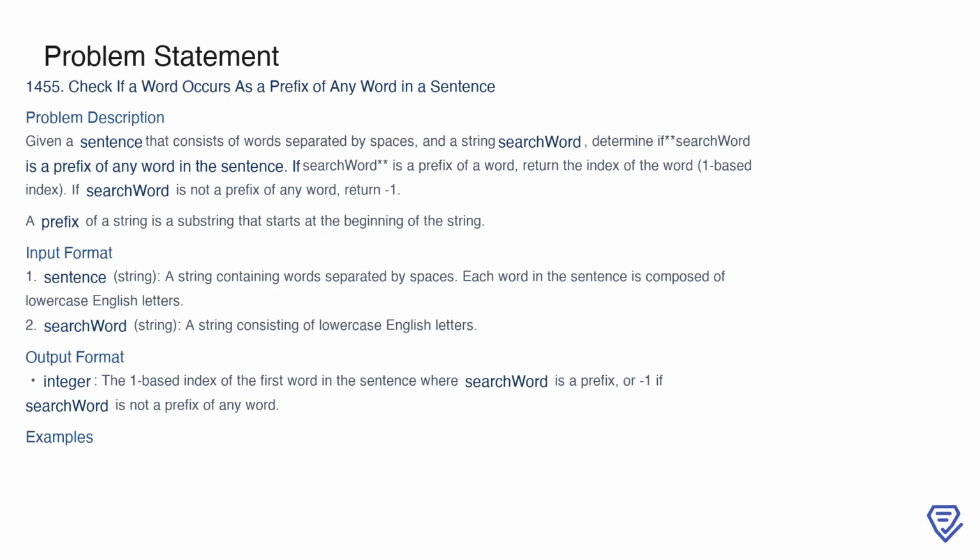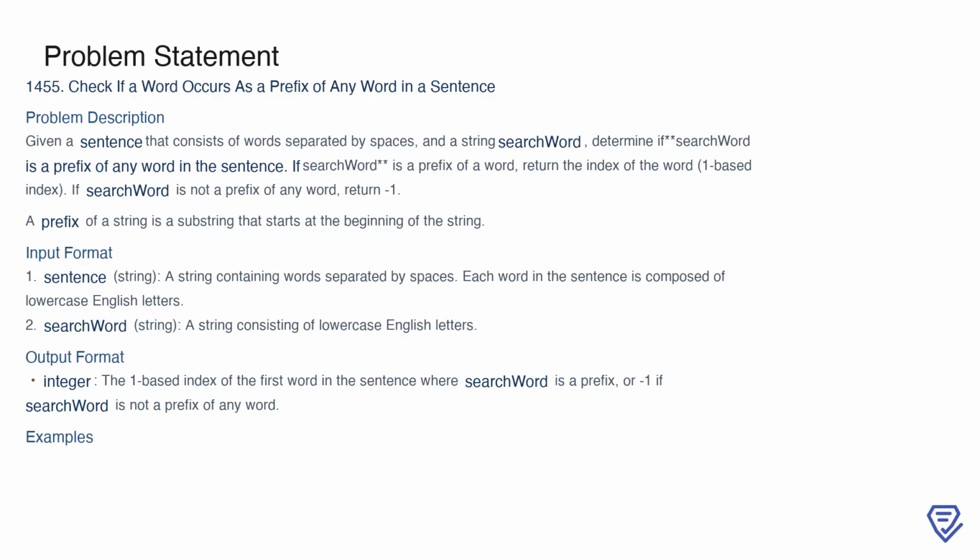In this problem, you are given a sentence that consists of words separated by spaces, and a search word that is a string. The goal is to determine whether the search word appears as a prefix in any of the words within the sentence. If it does, we need to return the one-based index of the first word where it is a prefix. If it does not appear as a prefix in any word, we return -1. A prefix of a string is essentially a substring that starts at the very beginning of that string. For example, in the word apple, AP is a prefix, but PL is not.